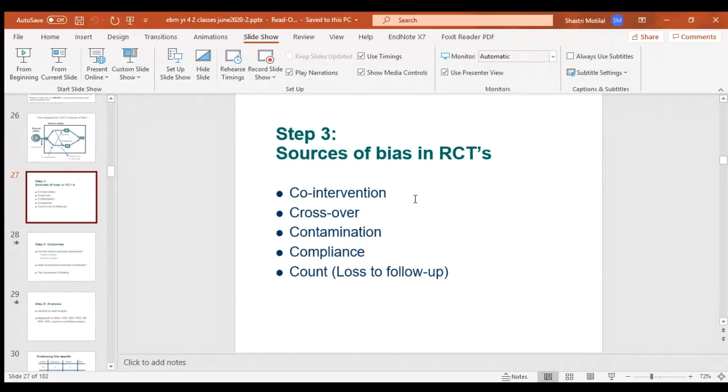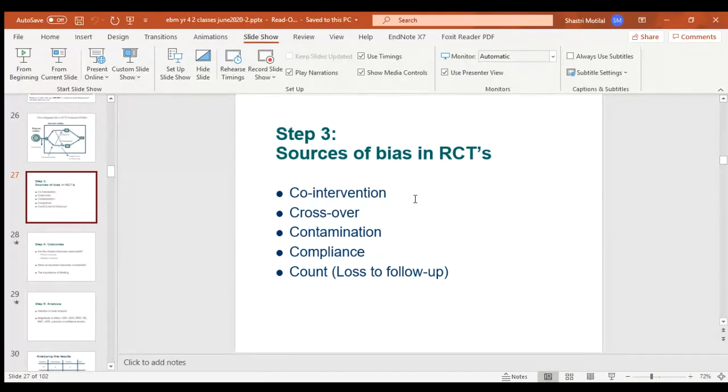Compliance is probably a straightforward one you could relate to. Compliance and adherence simply mean whether the person did or did not take the treatment. You can randomize a group of people to take a certain pill and randomize a group of people to placebo. If people didn't take the pill or the treatment and they did not get better, you don't know if they did not get better because they took a treatment that was ineffective or because they did not take a treatment that's supposed to be effective. So compliance could make it quite difficult in a randomized controlled trial if the people don't comply with the treatment. And the last one is count, or loss to follow-up.